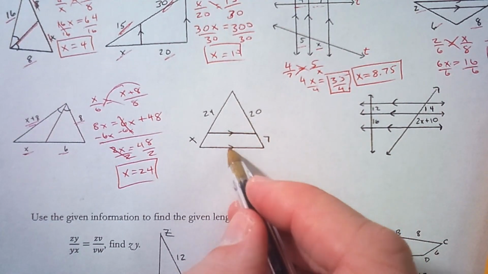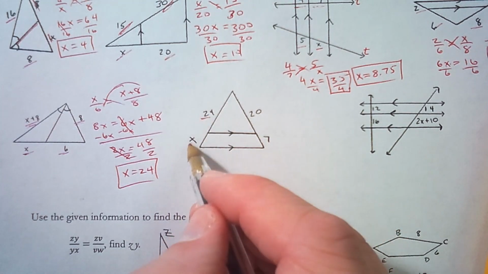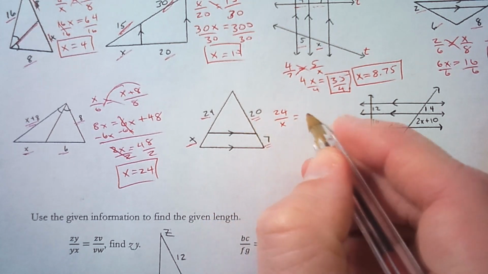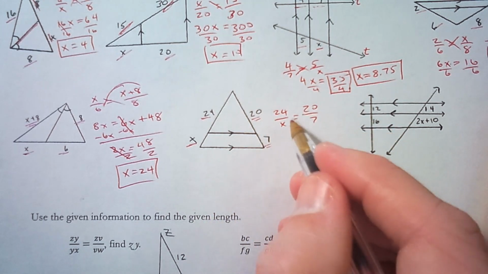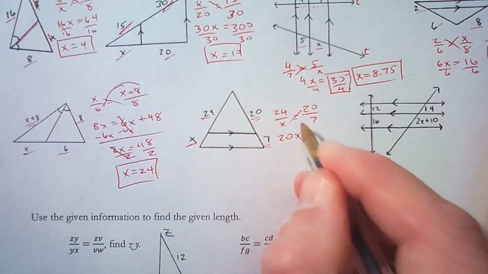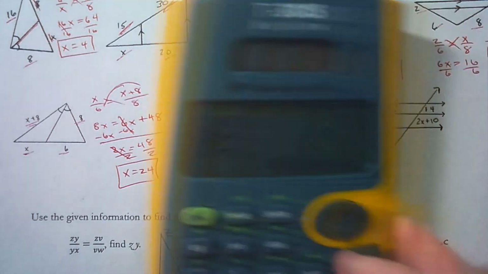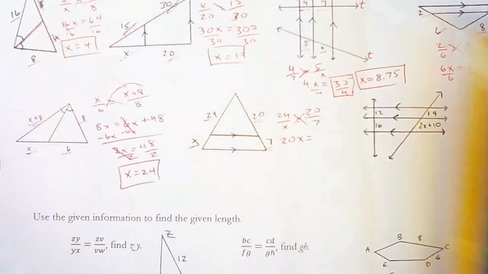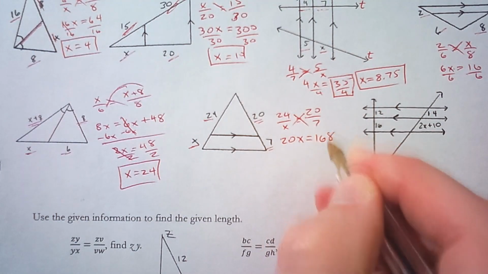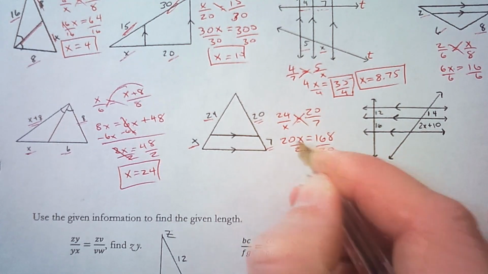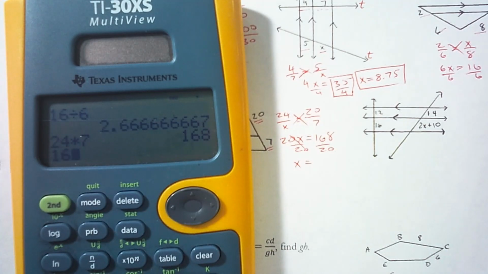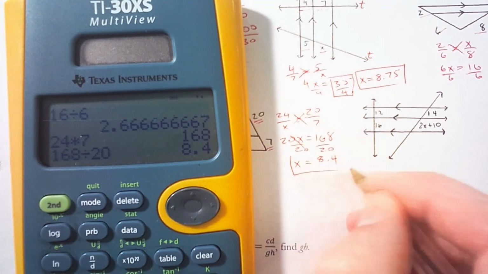Okay, another set of parallel segments within a triangle. 24 is to x, as 20 is to 7. 20x, and then 24 times 7 is 168. And divided by 20. So 168 divided by 20 is 8.4.